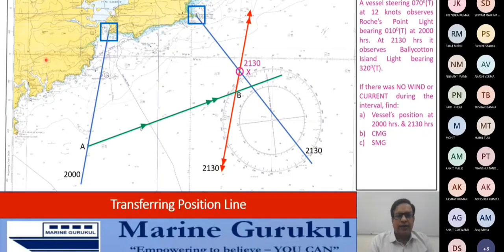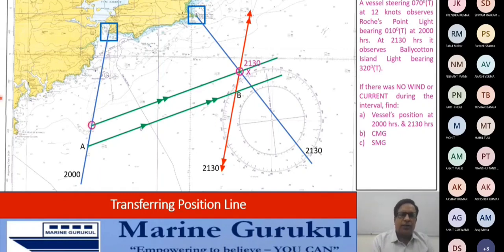The vessel would have reached point X by making good a course whose direction is represented by AB, the CMG. So that means the vessel would have reached point X by traveling over a track represented by the AB direction and passing through point X. Now this one. The vessel would have basically traveled along this CMG track and at 2130 reached here. So that means the vessel would have been here at 2000 hours.